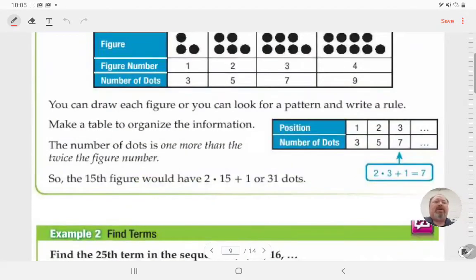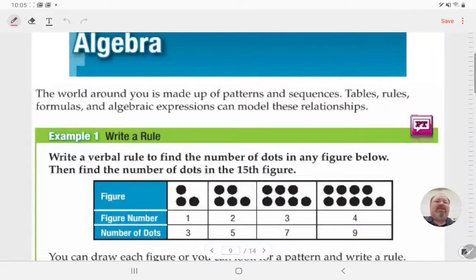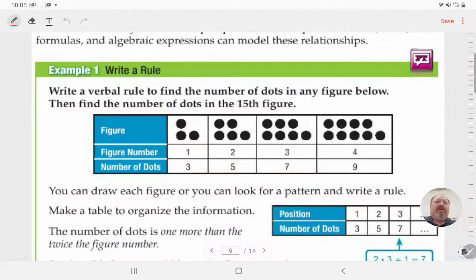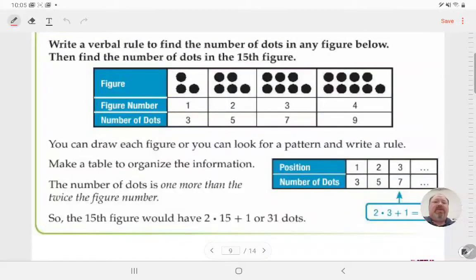All right, let's look at a little bit of algebra. So in this first problem, we need to write a rule. If you can write the rule, then you can solve for any figure. So it says write a verbal rule to find the number of dots in any figure below, then find the number of dots in the 15th figure. All right. So when we look at this, we can draw each figure. We can look for a pattern and write a rule.